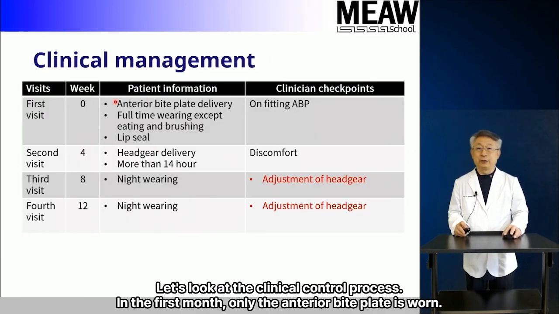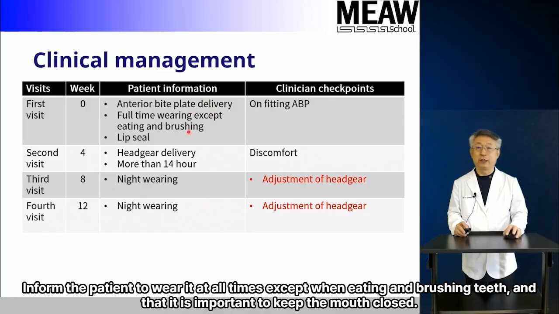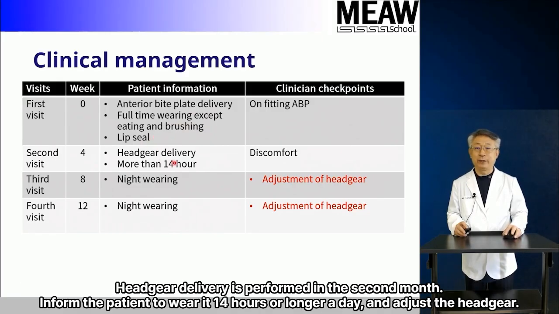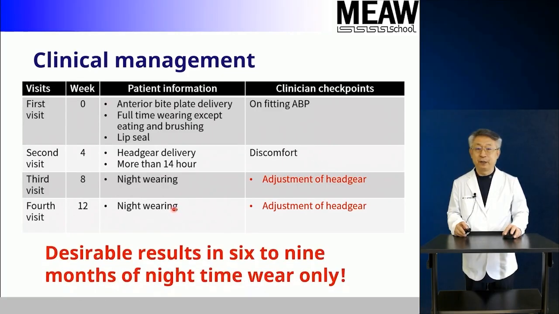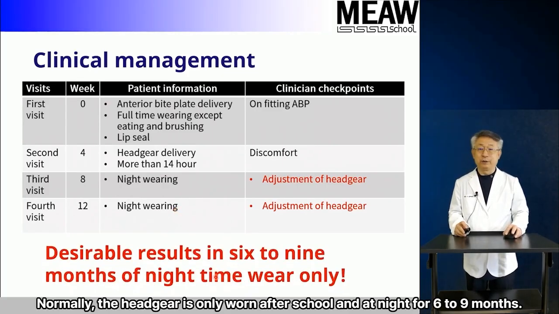Let's look at the clinical control process. In the first month, only the anterior bite plate is worn. Inform the patient to wear it at all times except when eating and brushing teeth, and that it is important to keep the mouth closed. Headgear delivery is performed in the second month. Inform the patient to wear it 14 hours or longer a day, and adjust the headgear. Normally, the headgear is only worn after school and at night for 6 to 9 months.